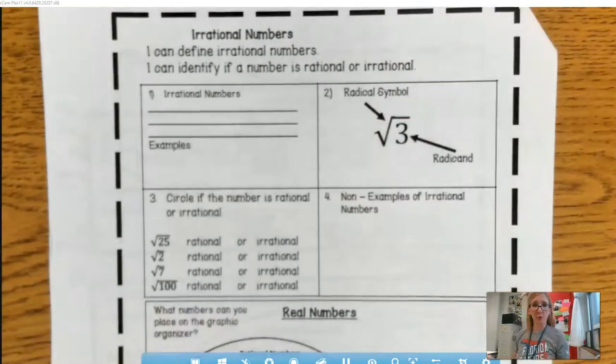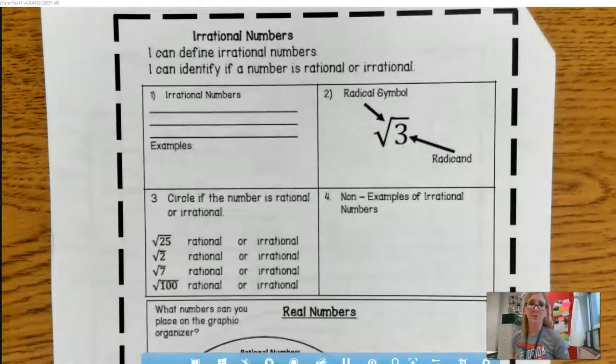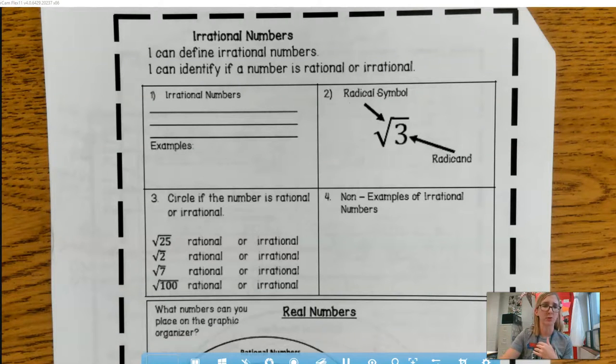All right, so if we had rational numbers, you know we got to have irrational numbers, right? All right, so after this graphic organizer, we should be able to define irrational numbers, and we should be able to identify if a number is rational or irrational. This first page was all about rational numbers. This second page, we're going to define irrational numbers.